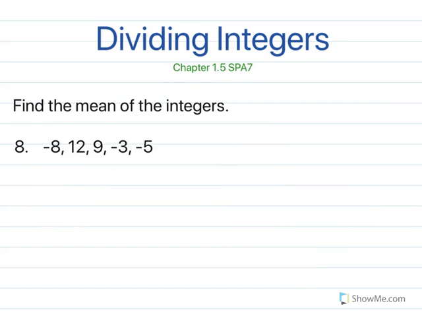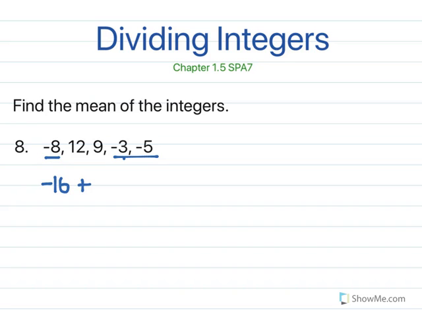All right. Let's go ahead and take a look at how you find a mean when dealing with integers. All right. So in this case, what I like to do is combine all my negatives first. So I have 8, 3, and 5. Well, 3 and 5 is 8. 8 plus 8 is 16. So I have negative 16.